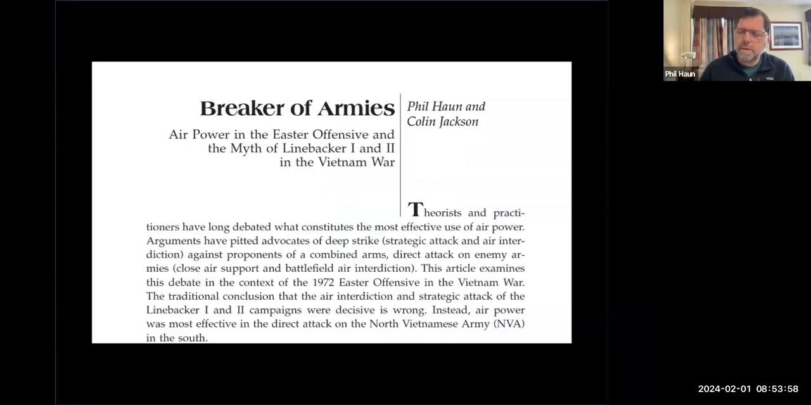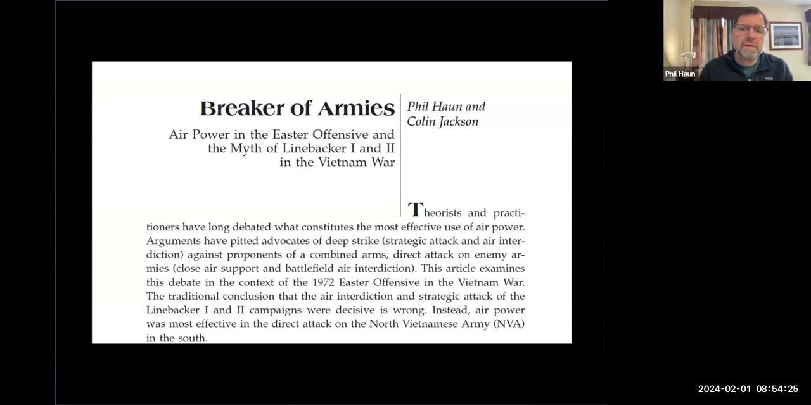Now, this book originated from a series of lectures I gave at the Naval War College and at Yale starting about 2013 on air power in the Vietnam War. This ultimately led to an article in International Security called Breakers of Armies, where the focus was on the Easter Offensive and Linebacker 1 and 2 in 1972 to January 1973.